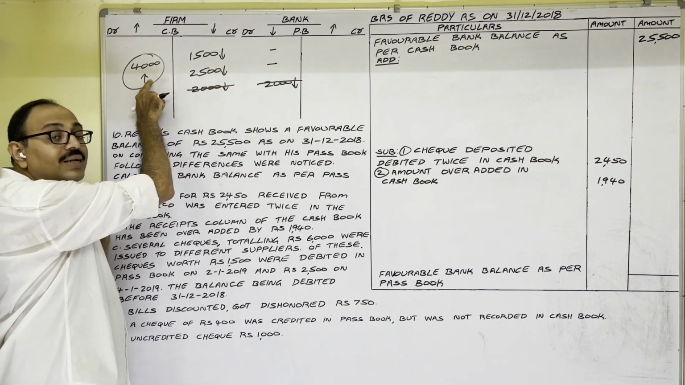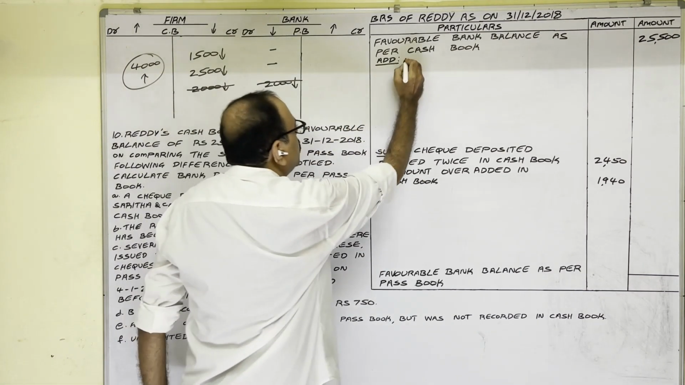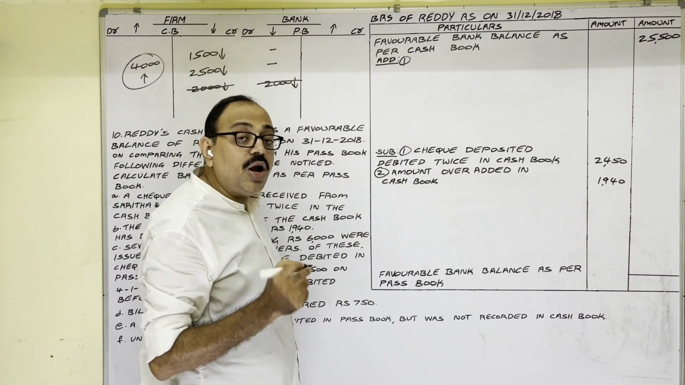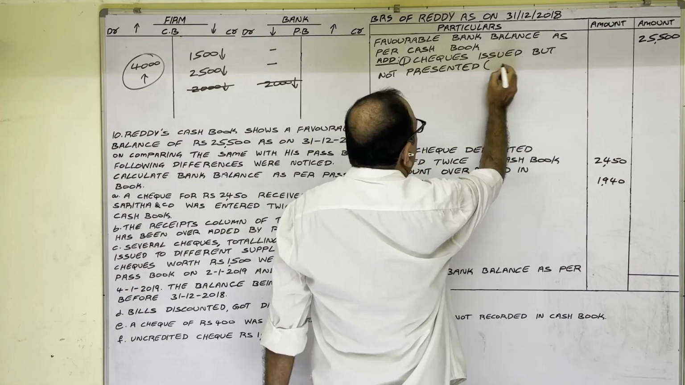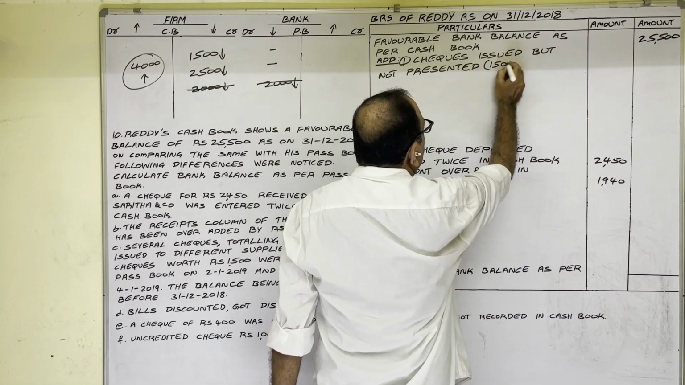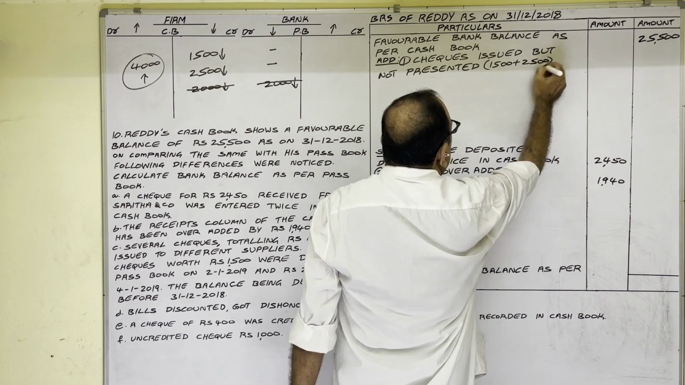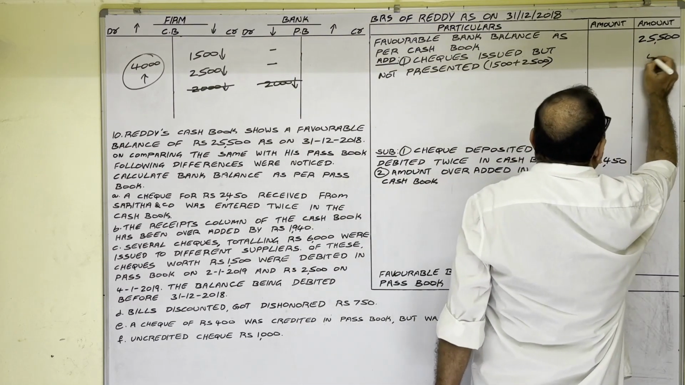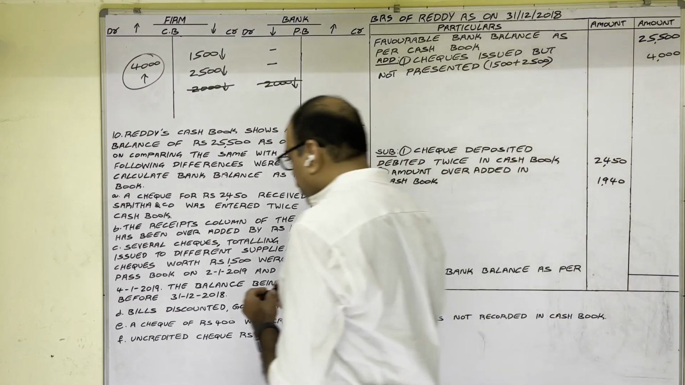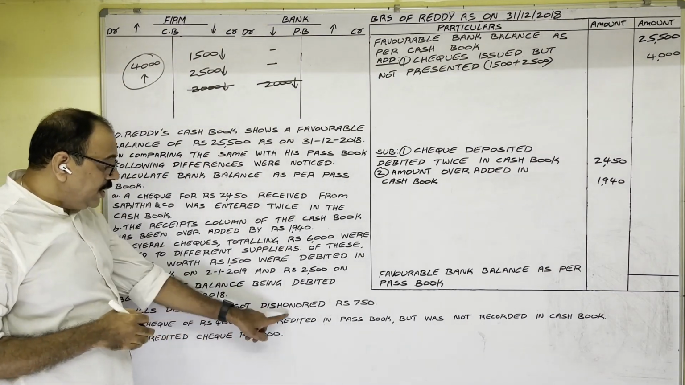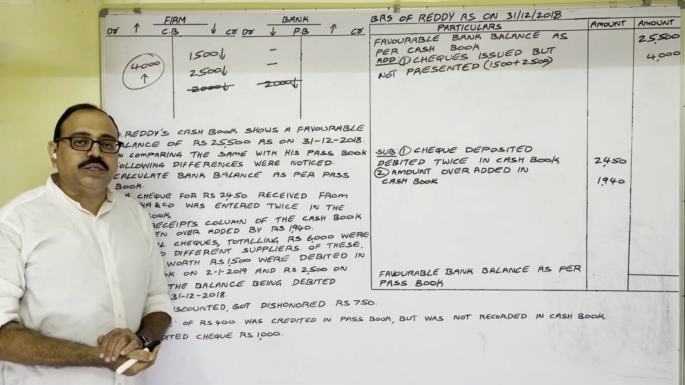So increase means add. Here, first point, the sentence: checks issued but not presented for payment. In brackets mention these two check amounts, 1,500 plus 2,500. In the outer column, 4,000 rupees. Next point, bills discounted got dishonored, 750 rupees.